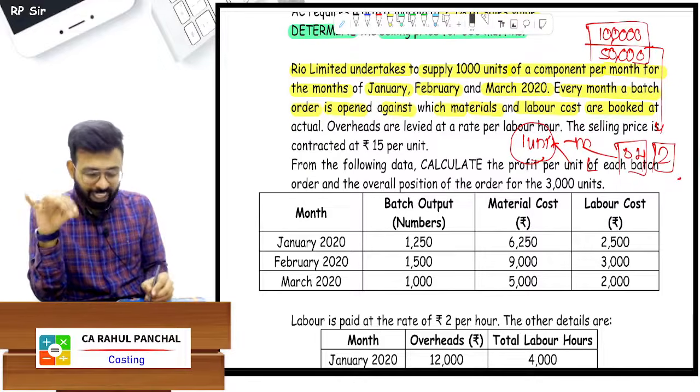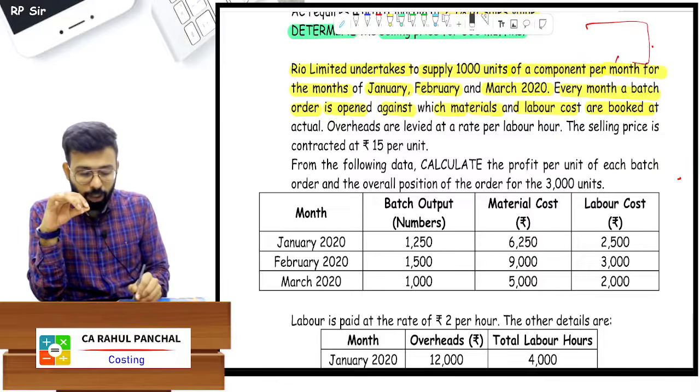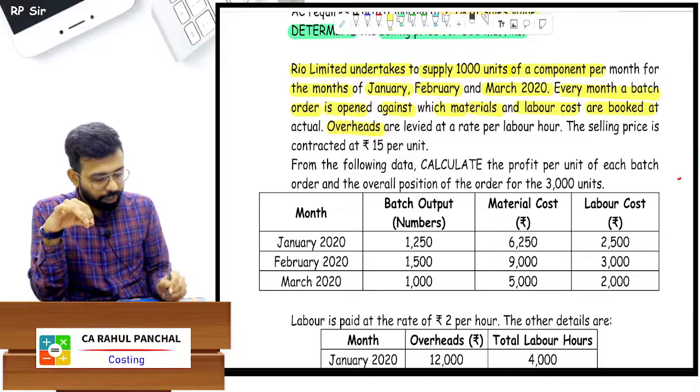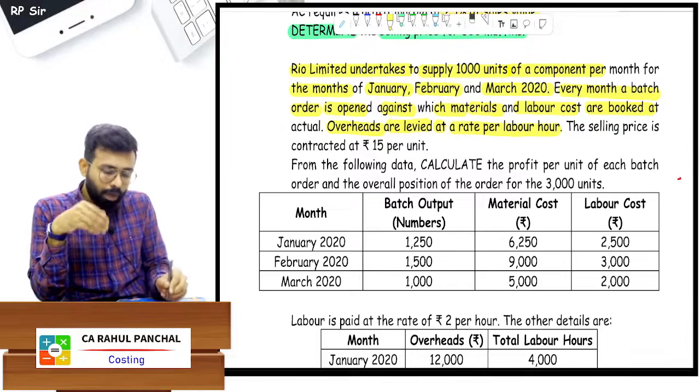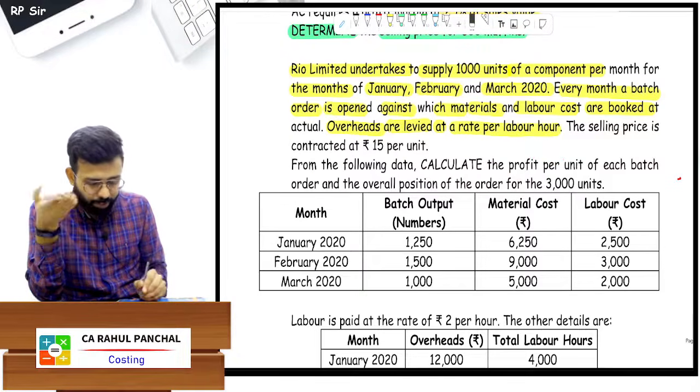Rent is paid in totality. Fixed cost per unit is not paid, it is recovered from the customer, and it is written also. Overheads are levied at a rate per labor hour. Here we follow the labor hour method. It means if a worker works for 1 hour, we will recover this many rupees from the customer. That data will be there in the question. Let us read, you will understand.